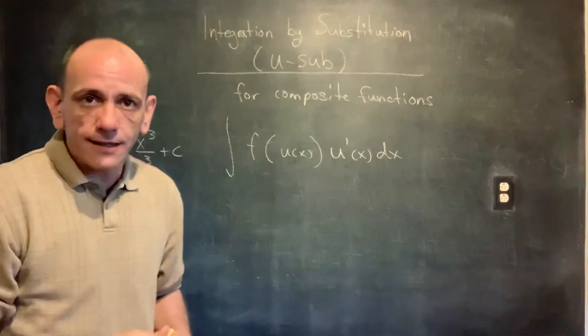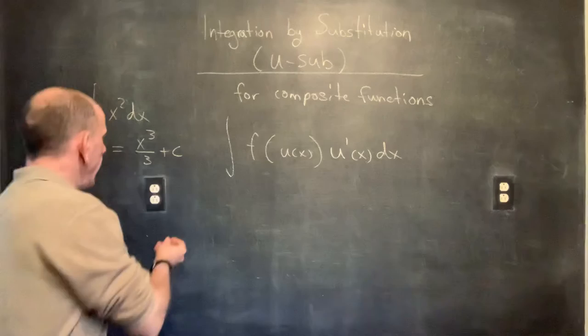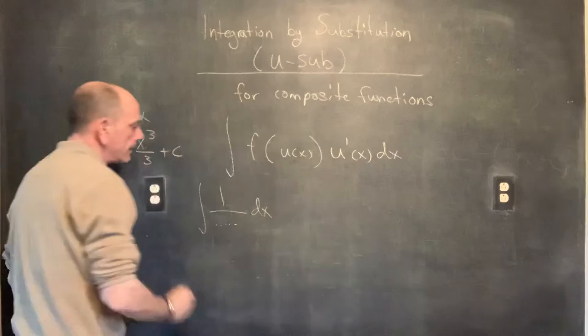And I'm always just looking to sub for the inside part. Generally, that'll play out as like the denominator. That's a best case scenario, right? If I have like the integral of 1 over a bunch of junk down here, dx, I go, well, the integral of 1 over u du is just ln of u.